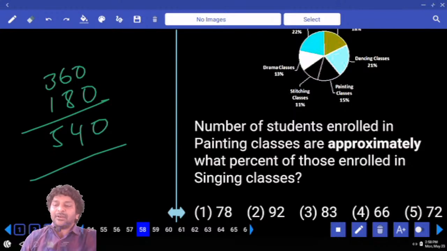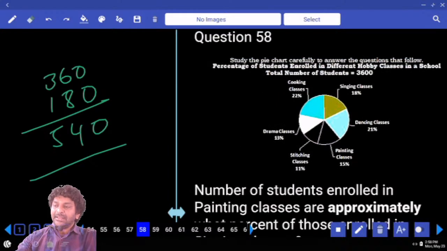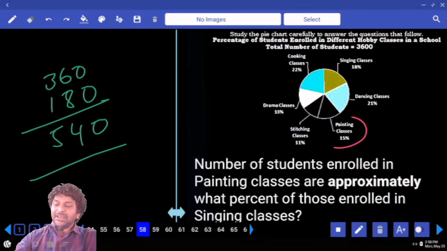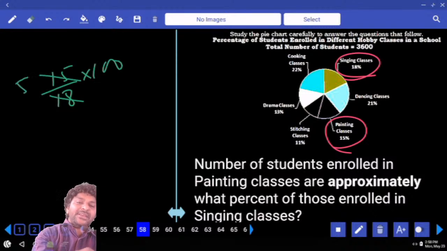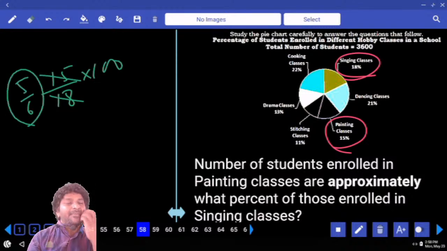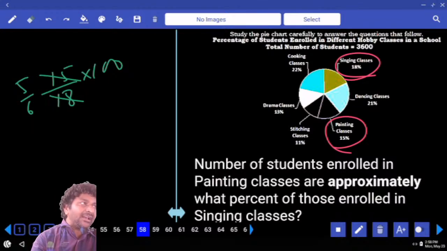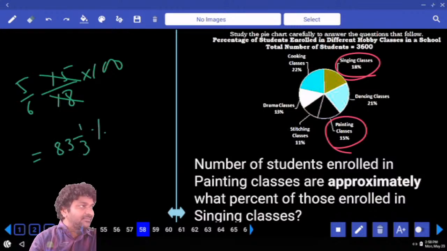Number of students enrolled in painting classes are approximately what percent of those enrolled in singing? Painting 15, singing 18. So 15 out of 18 into 100. Simplified form is 5 by 6, right? Can we write 5 by 6 as 1 minus 1 by 6? If you can directly convert 5/6 into percentage, that's fine, which is equal to 83 1 by 3%.